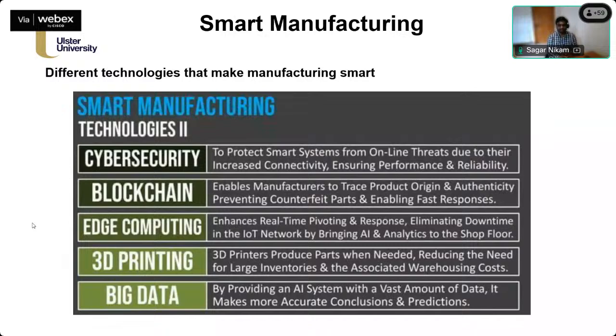Then there is edge computing, which is like a real-time pivot between blockchain and AI, machine learning. And obviously 3D printing, which we call additive manufacturing. And there is big data, which helps you to put technology into smart manufacturing.